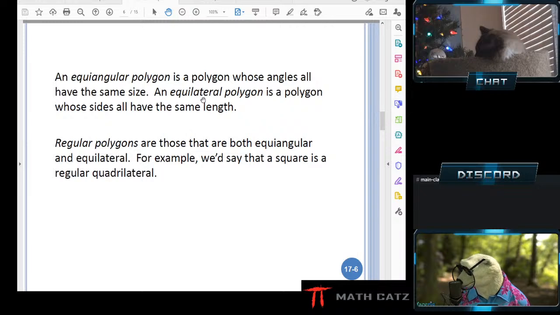Some of it you might feel more familiar with. Maybe equilateral feels fairly familiar. Equiangular is not used as much. Regular is arguably the most important word here. Regular.